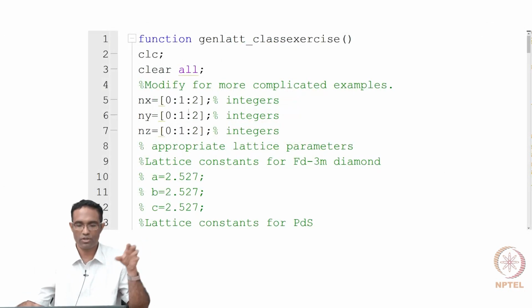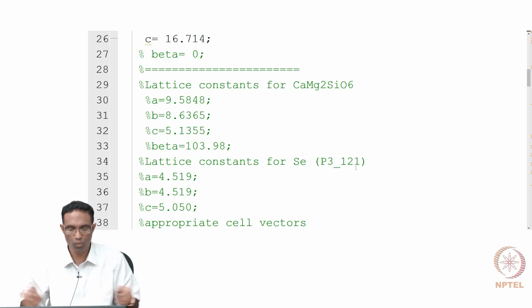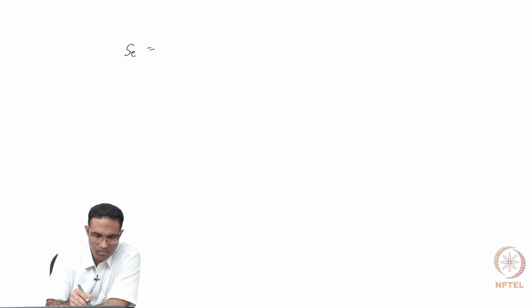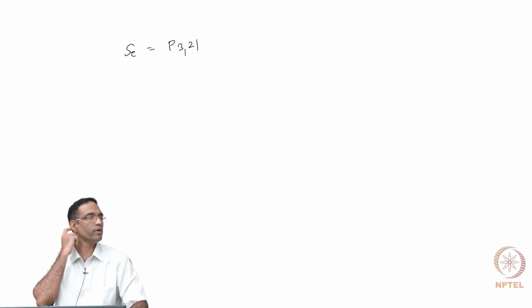Selenium has a trigonal structure, and its space group is P3_1 21. So this is the space group. What do we use for such trigonal systems? What is the unit cell that we use?